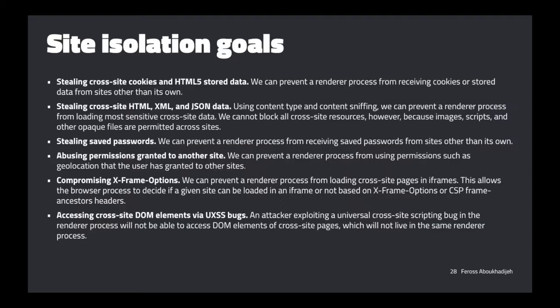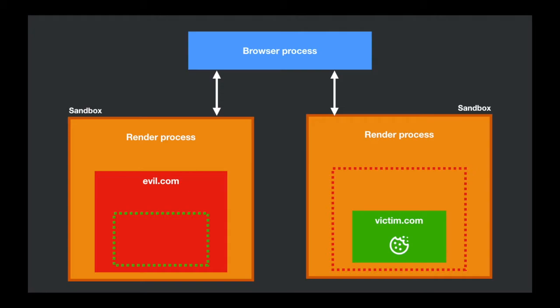But if instead what we do is, we take every site and we put it in its own separate process sandbox, then evil.com is going to load over here, and evil.com is going to iframe this victim site. But it turns out that the victim site's actually loading over here, and nothing from evil.com is loading over here.